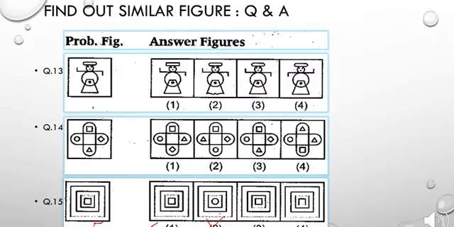Option 3, 1, 2, 3, 4, 5. 4 squares are complete, whereas 1 square is incomplete. Option 4, 1, 2, 3, 4. 4 squares are complete, the square at the center is incomplete. So only 4 squares. So we have answer which is 1, which is matching with the problem figure.